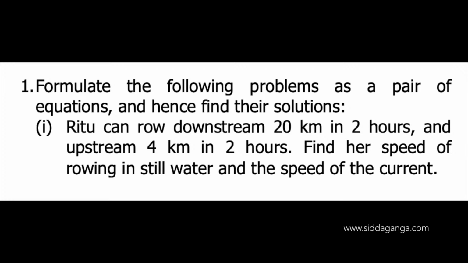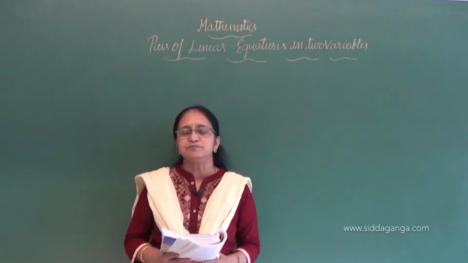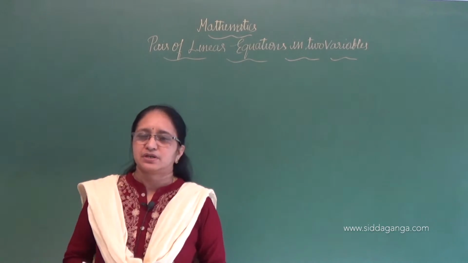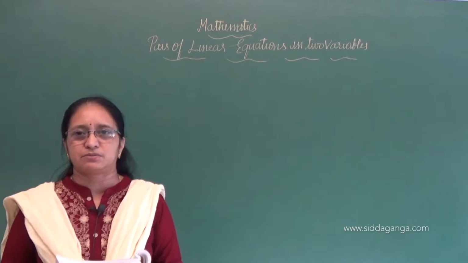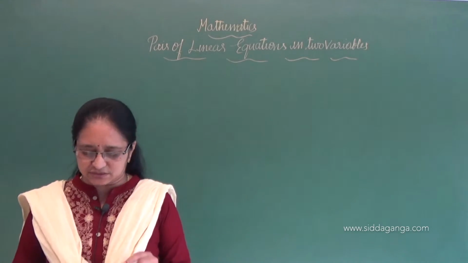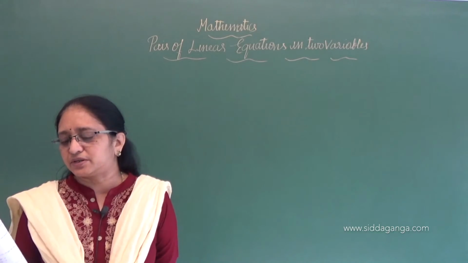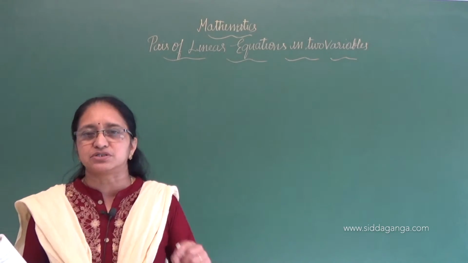So Ritu, first one: Ritu can row downstream 20 kilometers in 2 hours and upstream 4 kilometers in 2 hours. Find her speed of rowing in still water and the speed of the current. Before starting the problem, better understand this problem, and it is a very important problem also. In one example in your textbook they have given somewhat this type of problem, which I am going to do in the next class. This one, especially, is a very important problem.